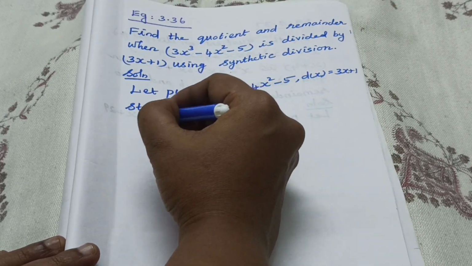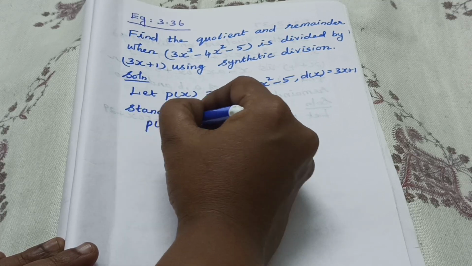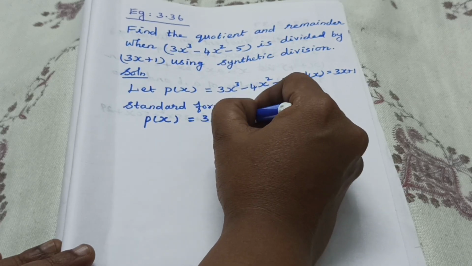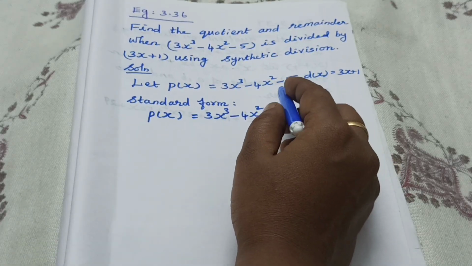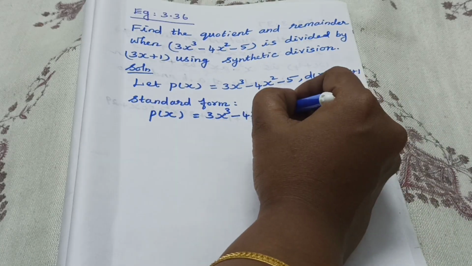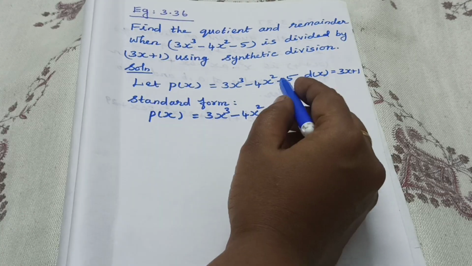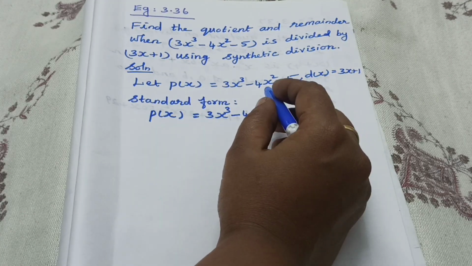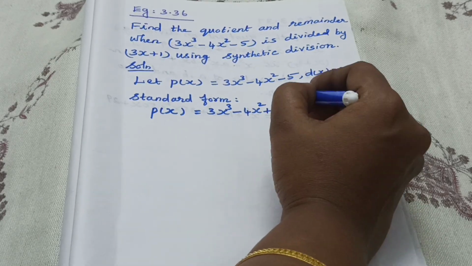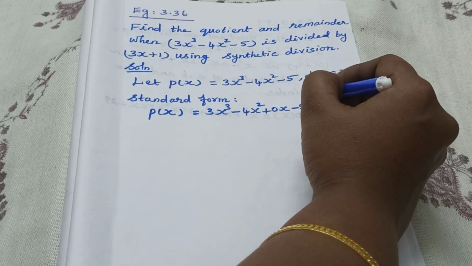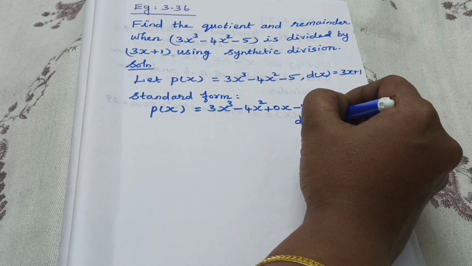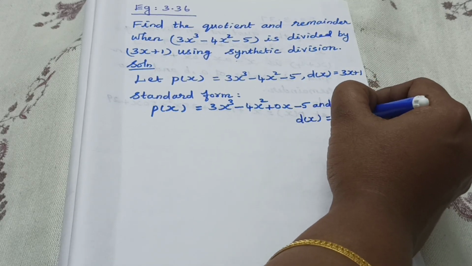Shall we write this in the standard form? Then p of x is equal to 3x cube minus 4x square. Then afterwards the x term is missing, isn't it? So we have to take plus 0x. The x term is not given, so instead we write 0x. 0 into x is 0. Then afterwards minus 5. And d of x is given in standard form only, so write that also: d of x is equal to 3x plus 1.